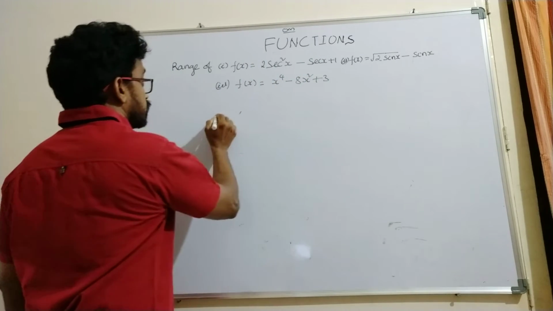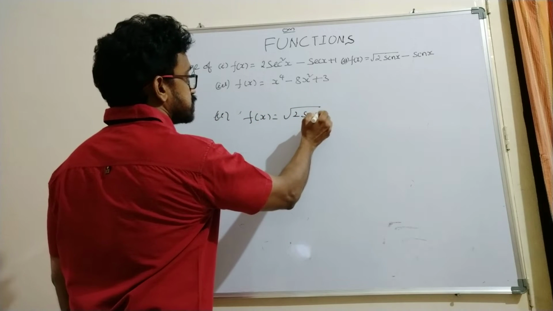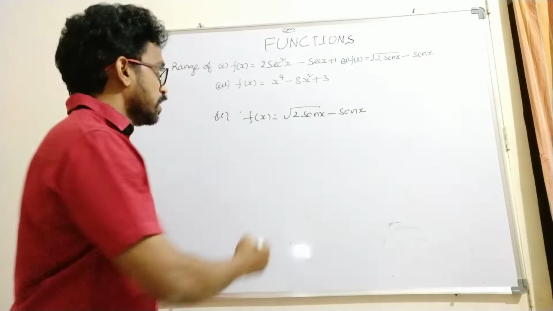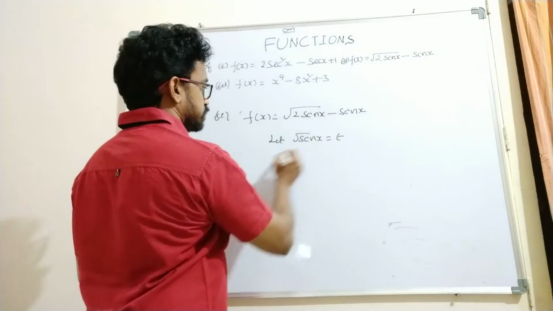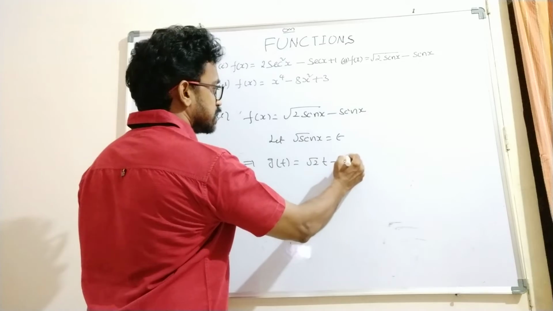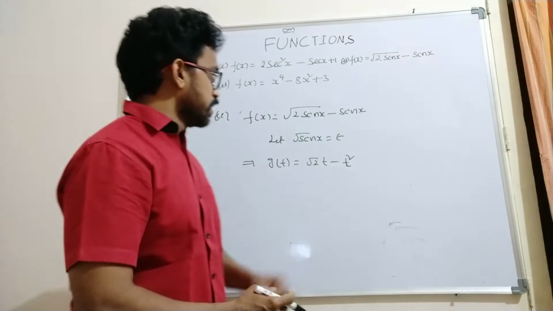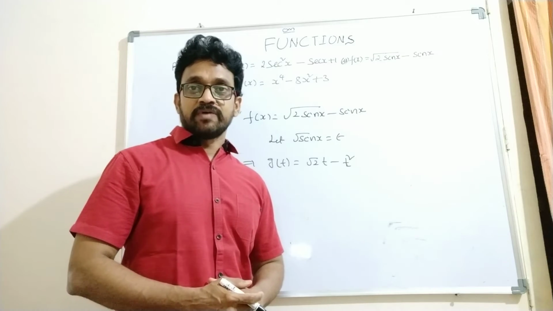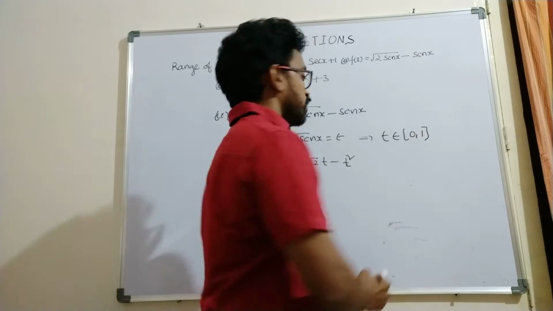Here observing in this problem, f of x is equal to root over 2 sin x minus sin x. This is different from previous model. Observed here, let root sin x is equal to t. That implies g of t is equal to root 2 t minus t square. Very clear, sin x can be written as root sin x whole square. Root sin x equal to t. Then what about t value? So very clear, that implies t belongs to closed interval 0, 1.